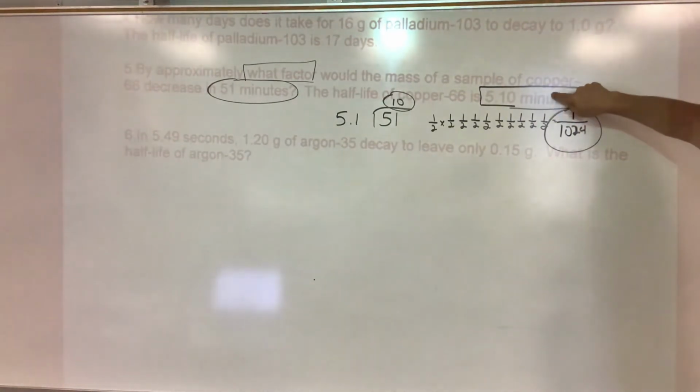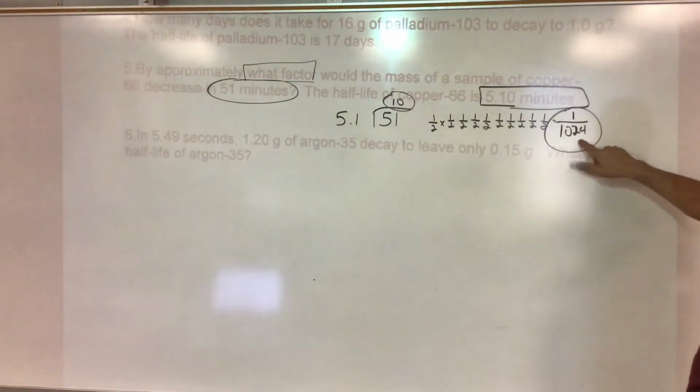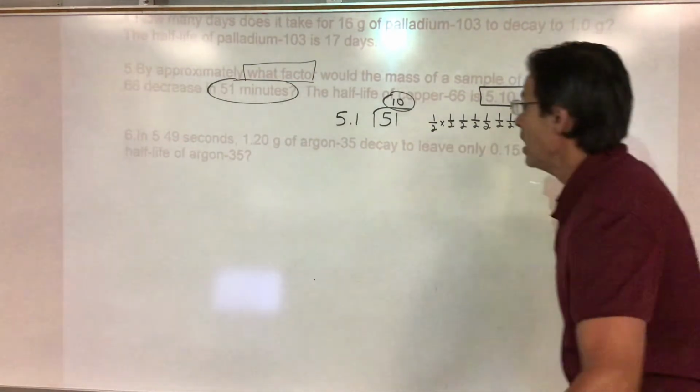It gave you the total time. That divided by the half-life is 10. So that's the same as saying it went through 10 half-lives. Okay? All right, last one.